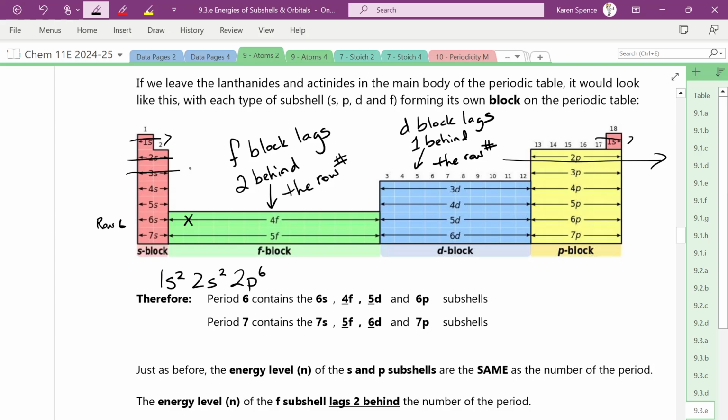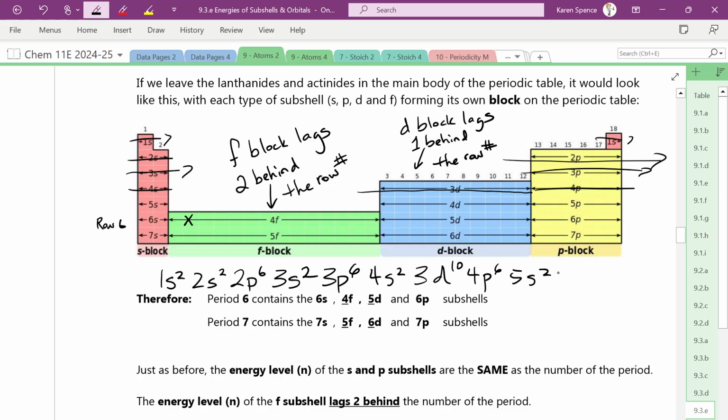So we got 2p6 and then we hit the 3s. So we have 3s. S's can contain only 2. And then we get to 3p and p's can contain 6. And then 4s can contain 2. And then, oh, I'm in row 4. So now I hit the 3d. And remember, how many d orbitals? 5. So therefore it can contain 10 electrons. So 3d10. And then 4p6. 5s2. 4d10. 5p6. Good Lord, this is a long one.